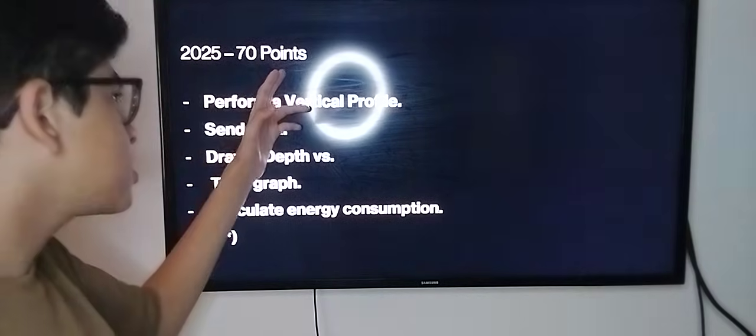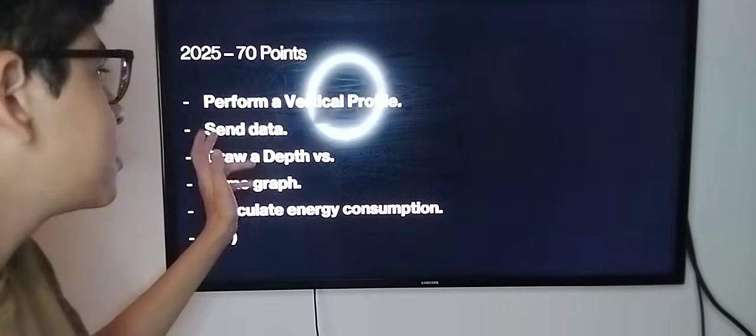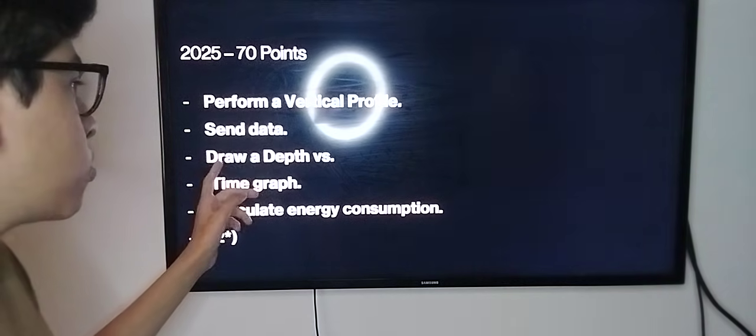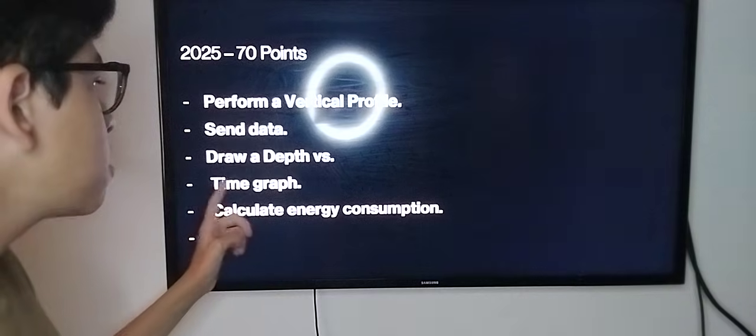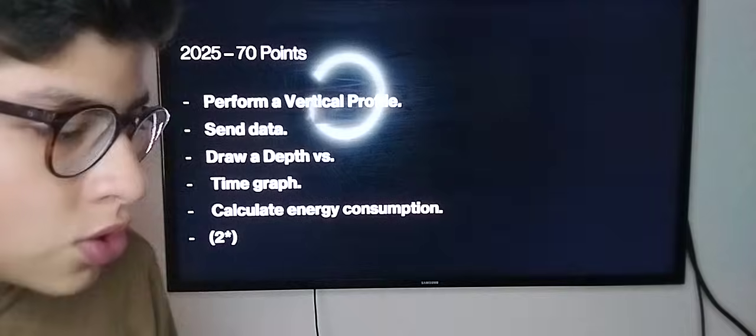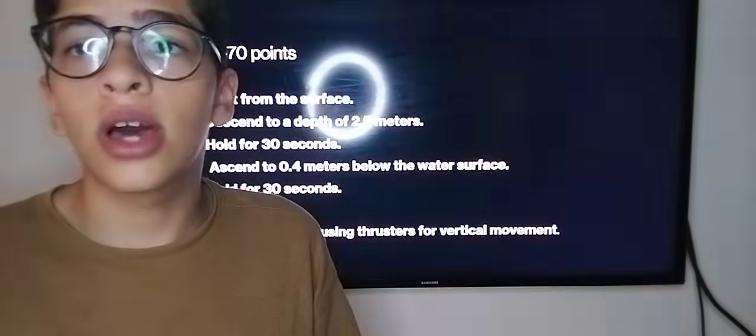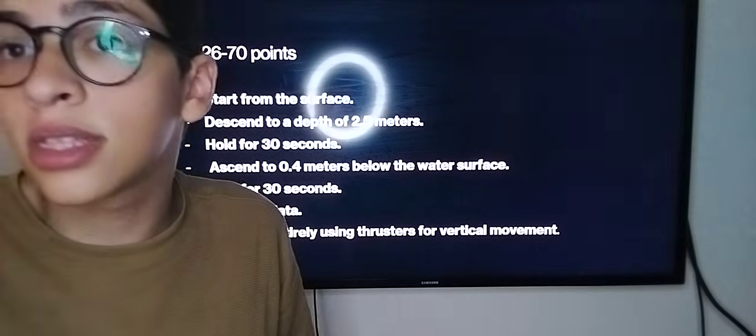2025, 70 points, the same. Perform a vertical profile, send data, draw a depth versus time graph, calculate energy consumption. So the seventh page is about 2026, which is the current year.